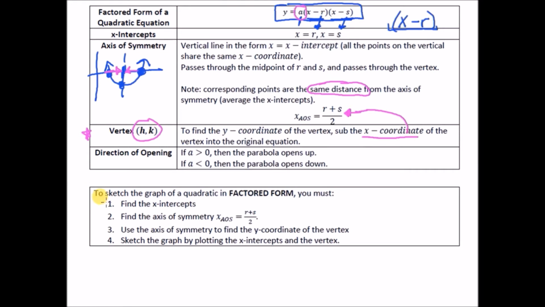And then what we're going to work on is to sketch the graph of a quadratic in factored form. What we have to do is find the x-intercepts, and then find the axis of symmetry. We're going to use that axis of symmetry, which is going to be our h value, to find the y-coordinate of the vertex. Then we can sketch it. We would be using the x-intercepts and the vertex, which gives us three points like this, and then we're going to graph the parabola through those points. So let's go ahead and do this hands-on.